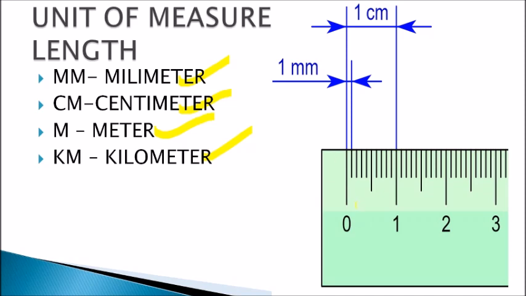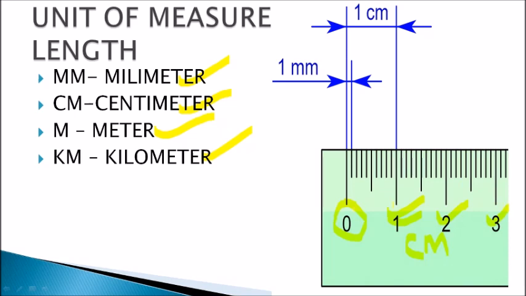In your scale you have seen the numbers given: 0, 1, 2, 3, 4, like this it will continue up to 15. In some scales it's 15, in some scales it's 30. So these are the numbers for centimeter. 0 to 1 means it's 1 centimeter. 0 to 2 means it's 2 centimeter. 0 to 3 means it's 3 centimeter.